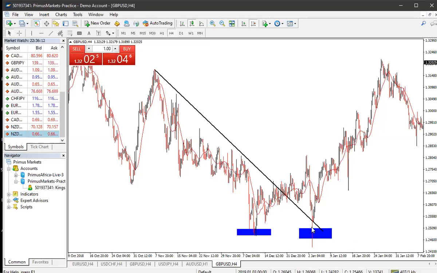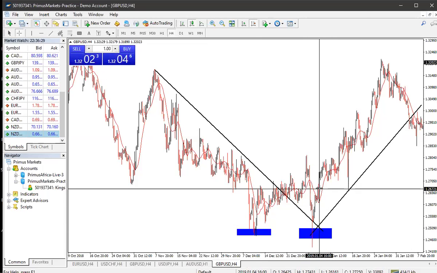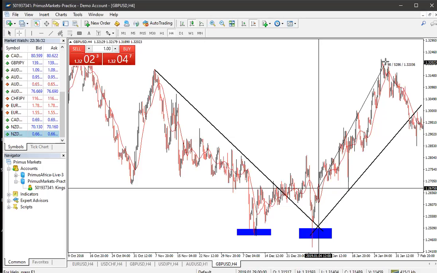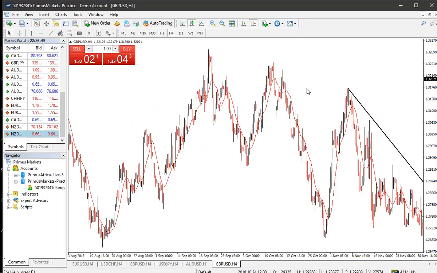Can you see that from this point of a double bottom, the market has started a new trend? It has started going up. And if you are taking a trade on this, from this point, which is the neckline, this is over 530 pips approximately you would have made. That's serious money, if you ask me. But I'm looking for a perfect one. This is an example of a double top.